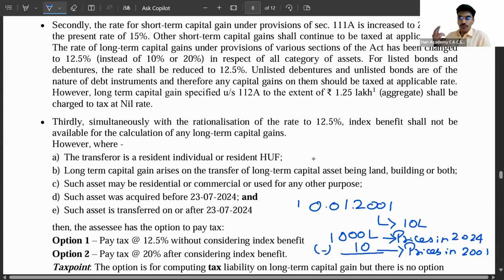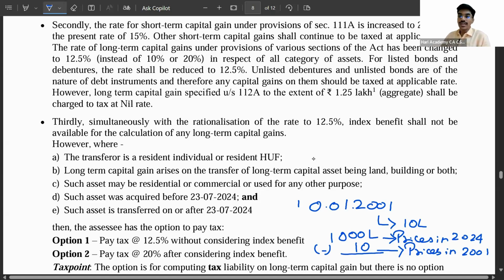If you are going to go for the indexation benefit, which is given under section 48 proviso, your rate of tax is going to be 20%. But if you are not going to opt for indexation benefit, the rate of tax is going to be 12.5%. This is the entire concept.